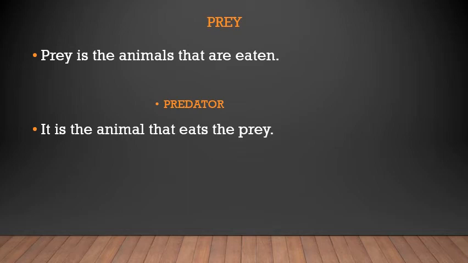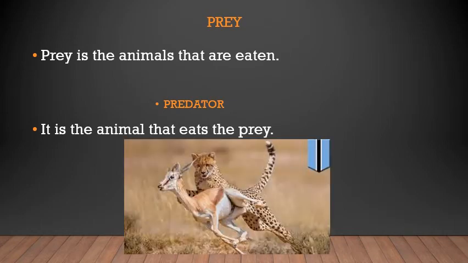Now, I told you the grasshopper eats the plant, then the frog eats the grasshopper, then the bird eats the frog. So here, the prey is the animal that is eaten. Here on the screen you can see an example. A cheetah is hunting a deer. So here the prey means the one who is eaten. The deer is the prey and the cheetah is the predator.